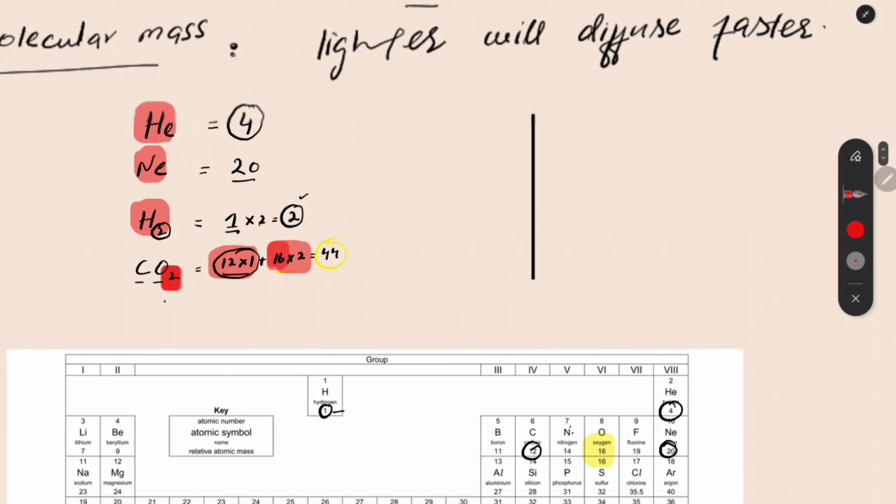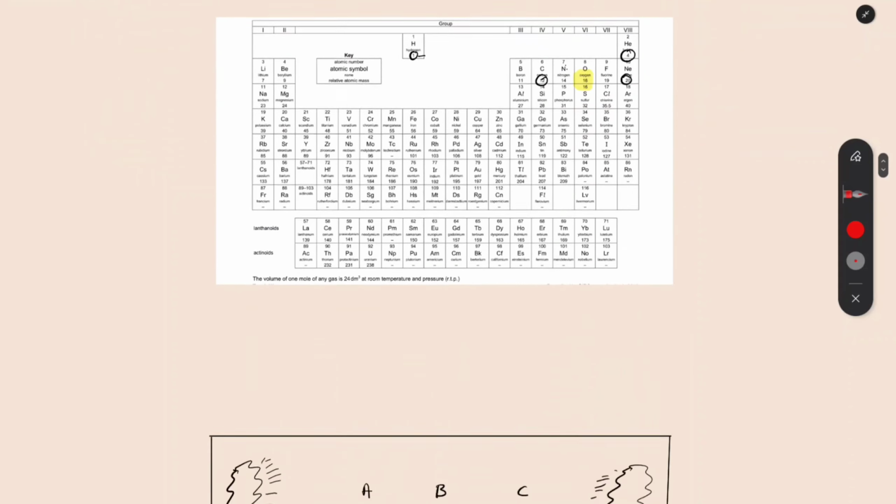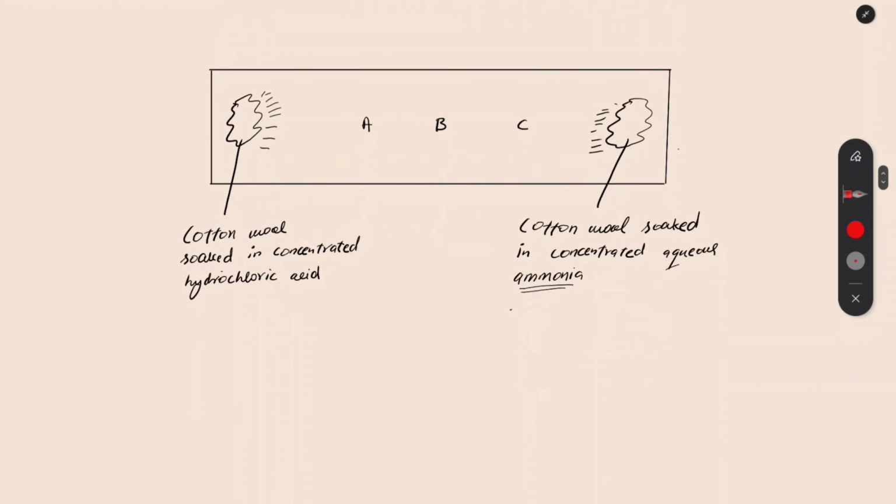So what do you think, which one will diffuse faster? So this is the fastest one, right? Because its molecular mass is 2. This is how you can understand which one will diffuse faster. They will give you some questions and you just have to understand which one has the lower molecular mass, that will move faster.